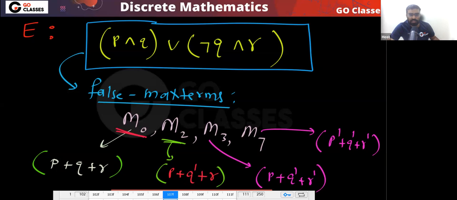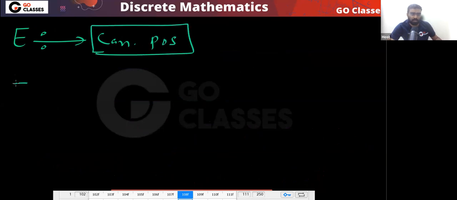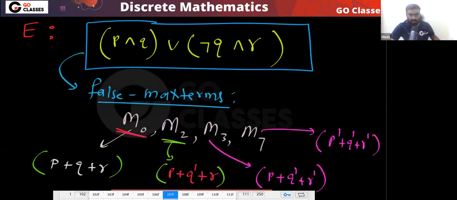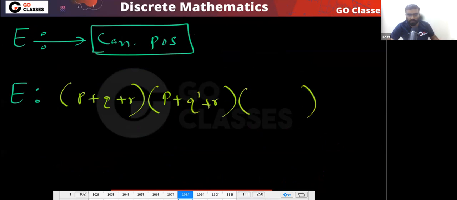So in the digital logic, we have seen all these things. So what is your final answer? Canonical SOP, sorry, canonical POS. So canonical POS will be the product of all these: P or Q or R, product, P or Q bar or R, product, P or Q bar or R bar, product, P bar or Q bar.